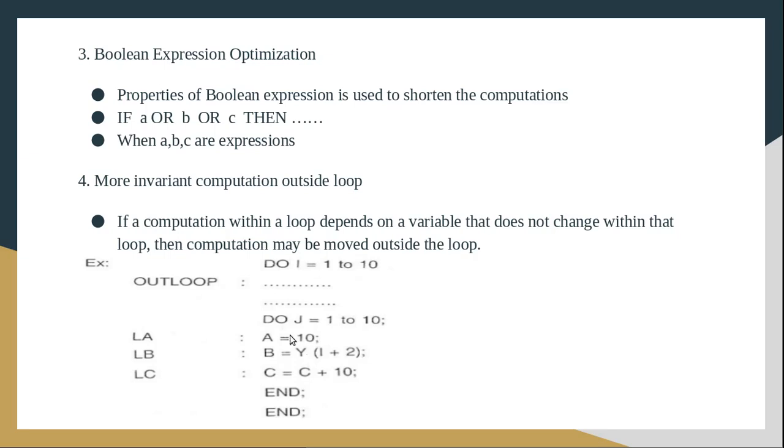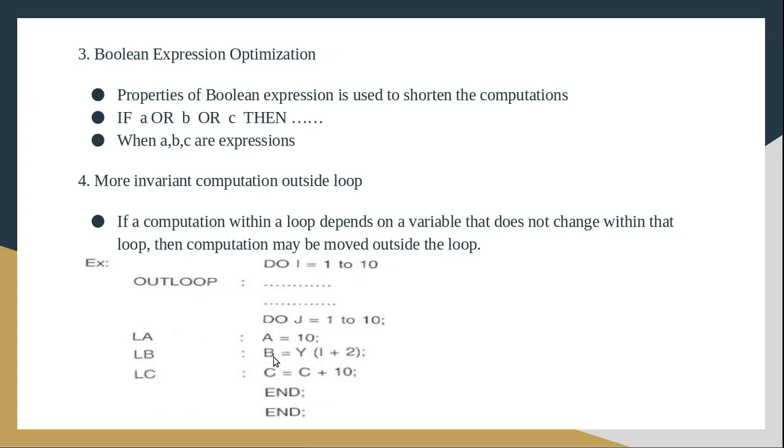Okay, so that particular statement A equal to 10 can be taken outside the outer loop, because even if we take it out, it doesn't affect our inner loop and outer loop. The result A is always constant, that is 10. It is a constant value, so no need of putting it inside the loop. We can bring it outside the outer loop.